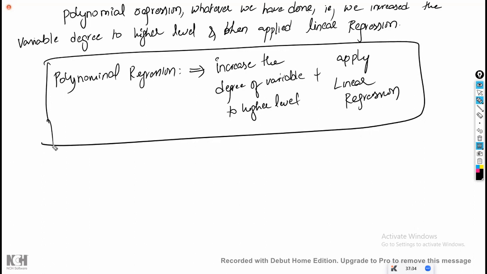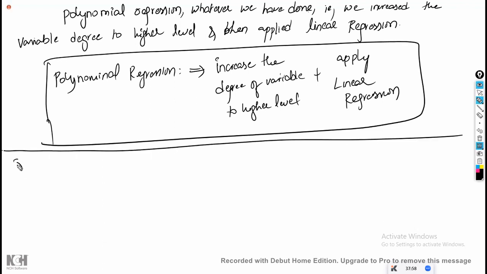To what degree do I have to extend? Sir, we don't know the degree level. We have to do hyperparameter tuning. First, we'll try with degree 2, degree 3, degree 4, like this. Whichever degree is best suited without any overfitting or underfitting problem is the best one. Similarly, here also the same thing we are going to apply in nonlinear SVM. I'm going to write in a similar way.